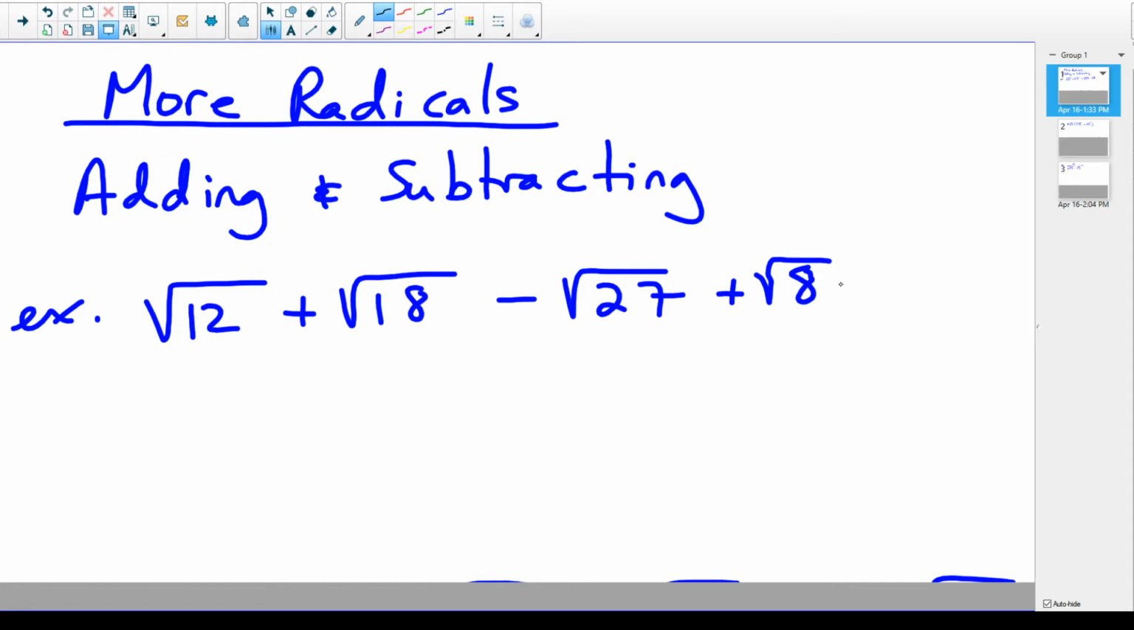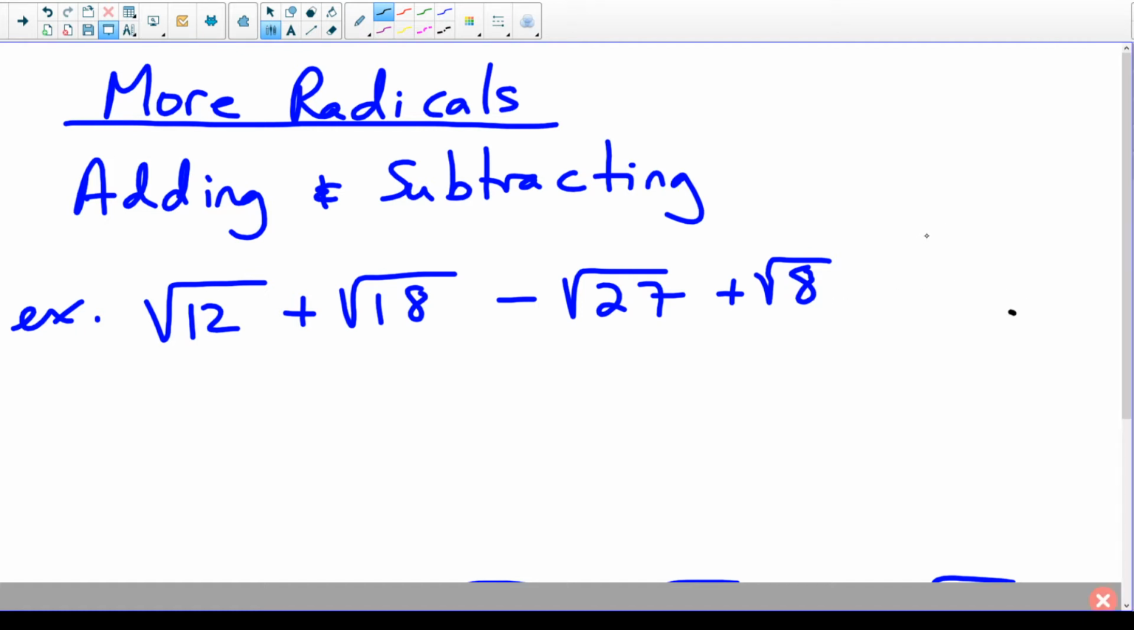The problem is you can't add or subtract roots or radicals unless they have the same radicand. Okay, so like terms equals same radicand. Okay, so the radicand, if you don't remember, is the number that's under the root. And as you can see, none of these have the same radicand, so they cannot be combined together.